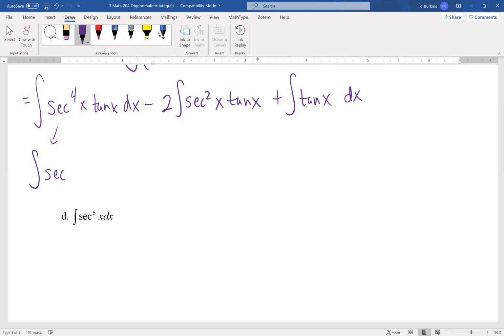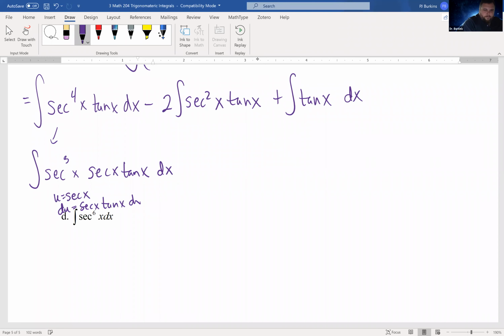It could be done either way. Wait, we've already got one tan there. If I just take one secant off, then u is secant, and the derivative of secant is secant tan. So that integral becomes u cubed du, and that's really nice.